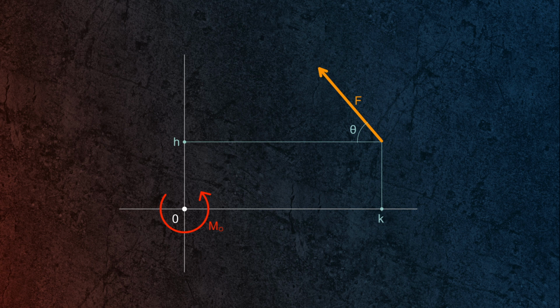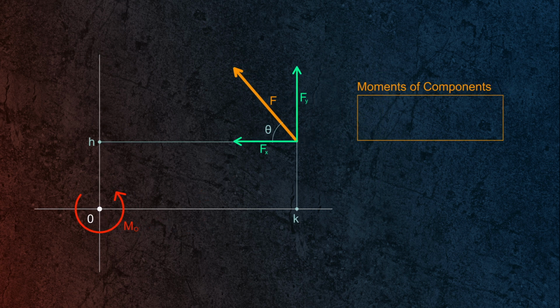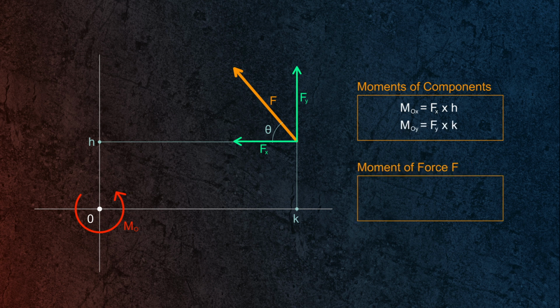Instead of calculating for the moment arm and then using the formula M is equal to F times D, we can simplify the process by breaking the force into its horizontal and vertical components. Then, we can calculate for the moment of each component about point O. And the total moment MO will simply be the sum of these individual moments.